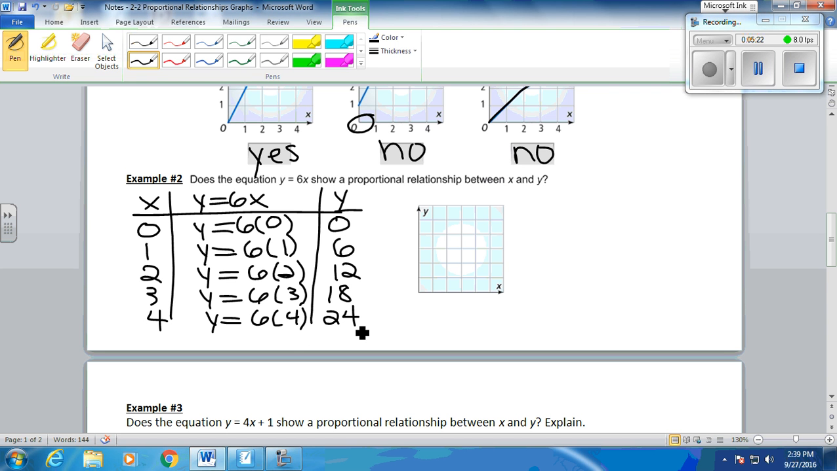And I just have 1, 2, 3, 4, 5 points there for x to practice. So now, these are my coordinates: 0, 0; 1, 6; 2, 12; 3, 18; 4, 24.